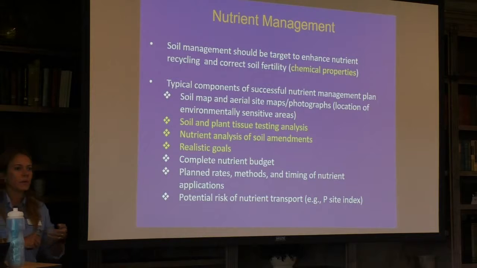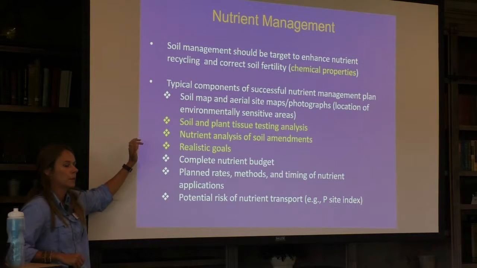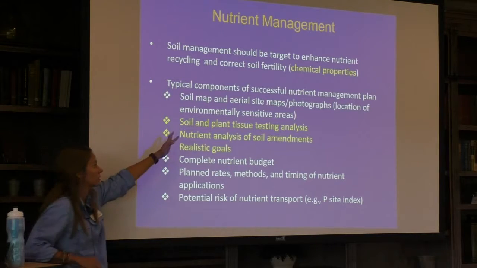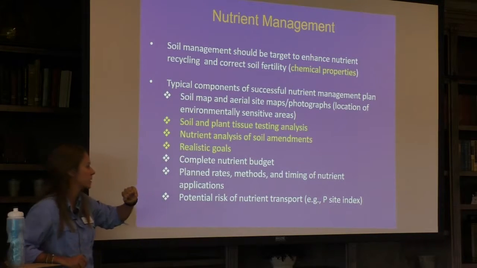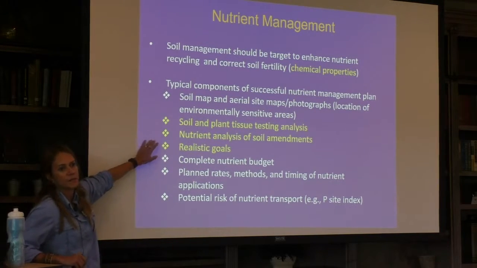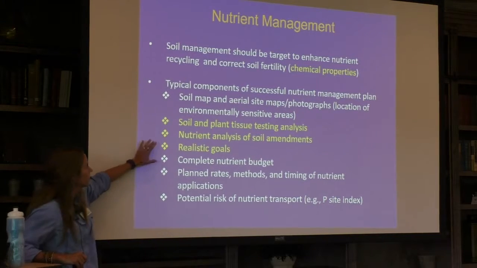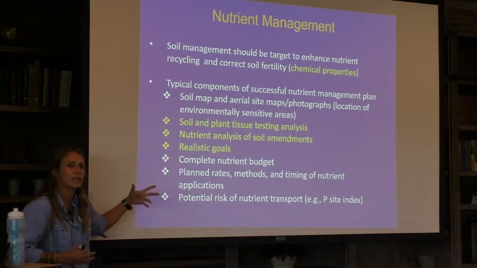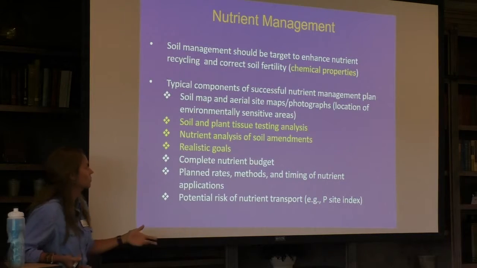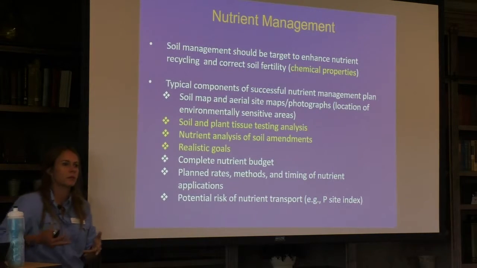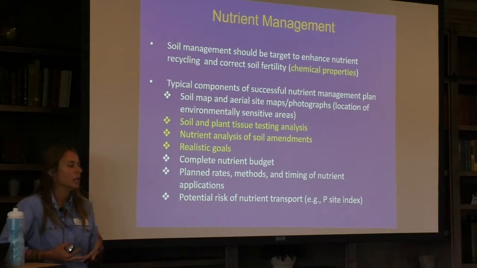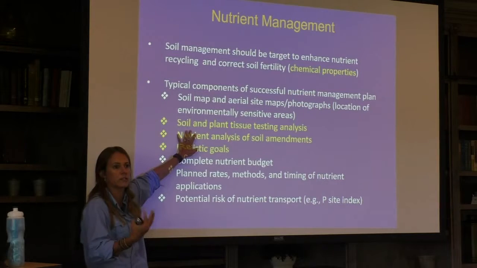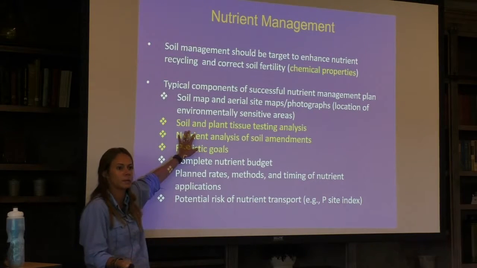So what are the typical steps involved in nutrient management with the target of improving the chemical properties? There are different steps involved. The three highlighted in yellow here are the ones related to improving soil fertility conditions. So we take soil samples and plant tissue samples, and based on the nutrient analysis, we can determine how much nutrients need to be added to the soil, or soil amendments need to be added.